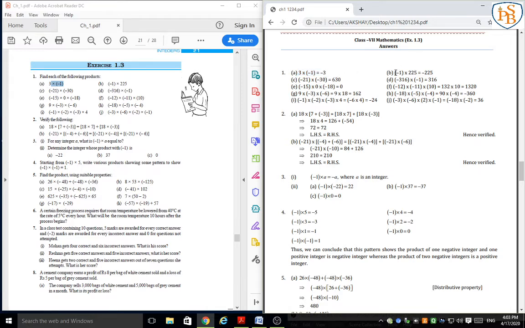Like that, negative 1 into 225 is negative 225. Negative 21 into negative 30 is equal to 630, because 21 and 30 carry the same sign, so the answer also carries a positive sign, and by multiplication of 21 and 30 we get 630. Negative 316 into negative 1 is equal to 316.